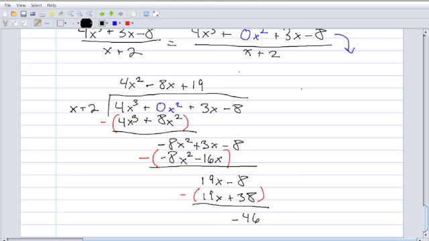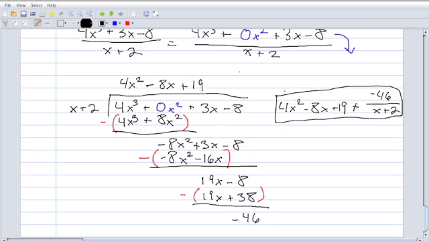So your final answer here, this is what you do whenever you have a remainder. Your final answer is just going to be this 4x squared minus 8x plus 19 minus your remainder, or in this case it's a minus because there's a minus here. Here, I'll write it like this. Plus, you have a -46, which is your remainder, over x plus 2. Okay? So whenever you have a remainder, that's how you're going to write it.